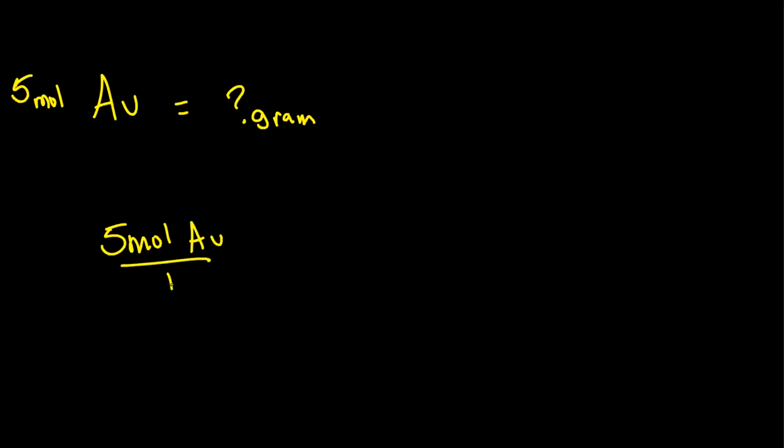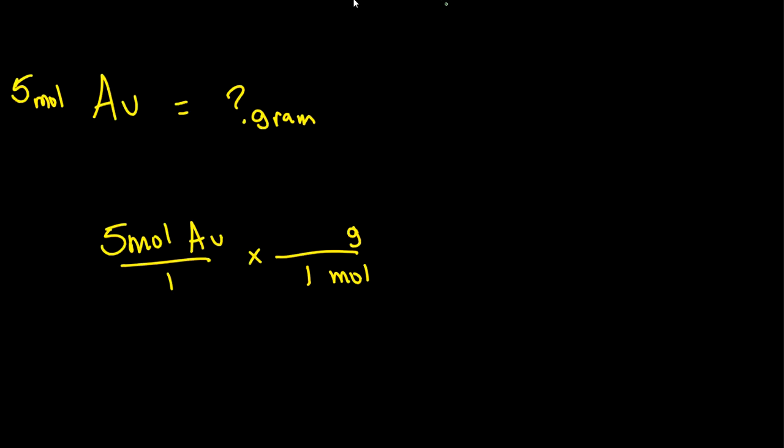Let's do another one. Let's say we got gold this time. We have 5 moles of gold. We want to know how many grams is that? How many grams is 5 moles of gold? So we set up our proportion. I got 5 moles of gold. I stick that over 1. I need moles to cancel out, so it goes on bottom. I want to change it to grams, so that goes on top.